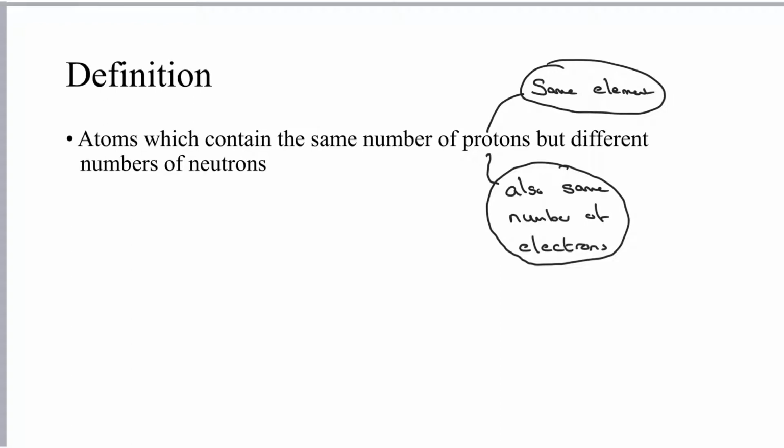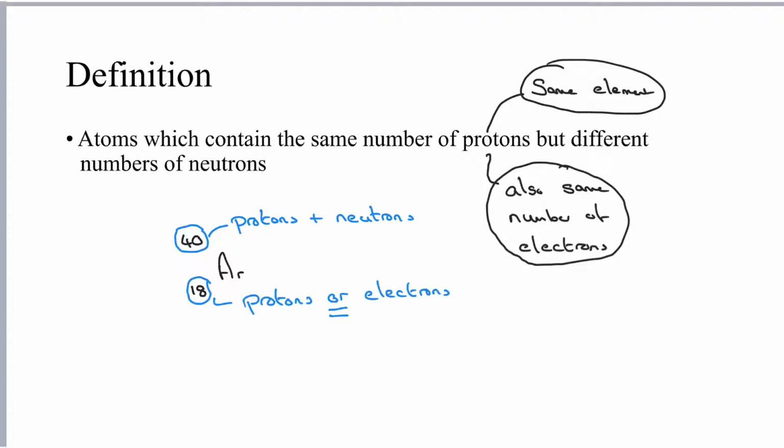Now let's have a think about the atomic number and the mass number. We did that in the video where I introduced GCSE atomic structure. Let's have a think about argon. So Ar. Argon's got a mass number of 40 and an atomic number of 18. Now remember, the mass number is the number of protons plus the number of neutrons. And the atomic number is the number of protons, but since atoms are electrically neutral, the atomic number is also the number of electrons. So looking at these definitions then, an isotope will have the same atomic number but a different mass number.